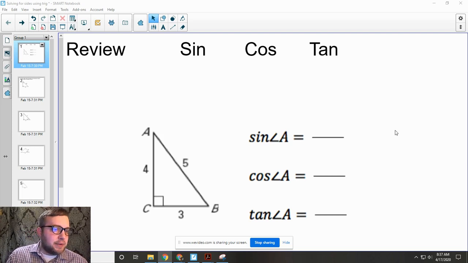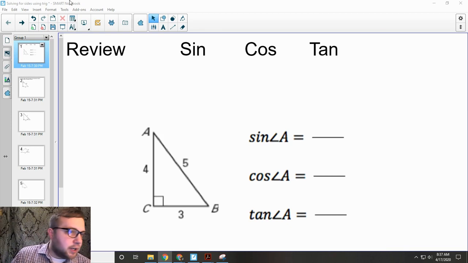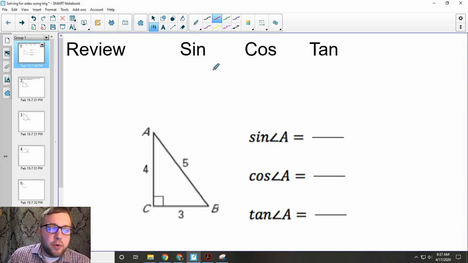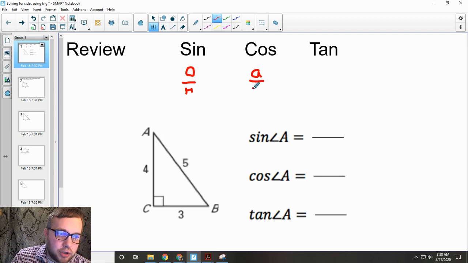So anyways, just a little bit of review here. I'm going to just get going here. All right, so first off, we remember that sine is O over H, right? Cosine is A over H, and tangent is O over A.